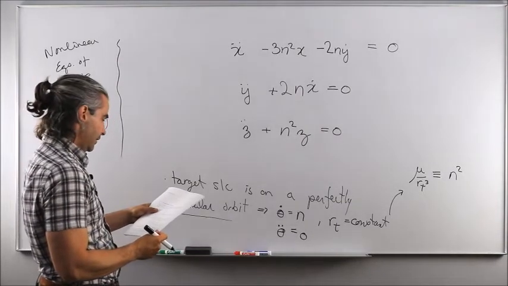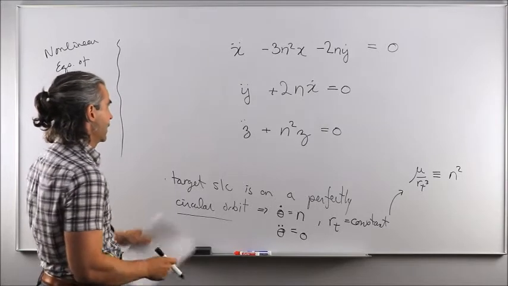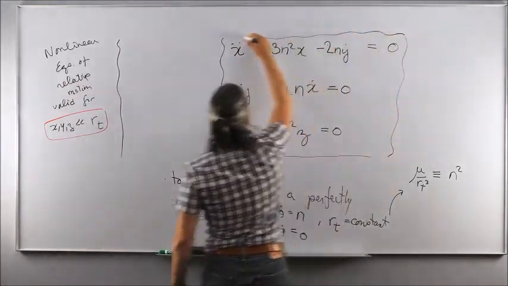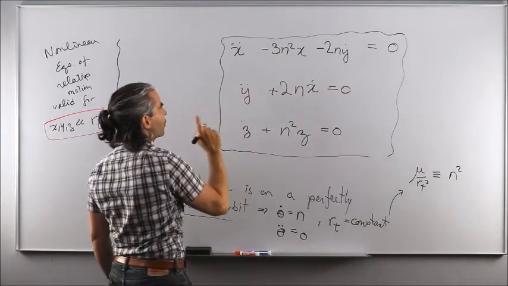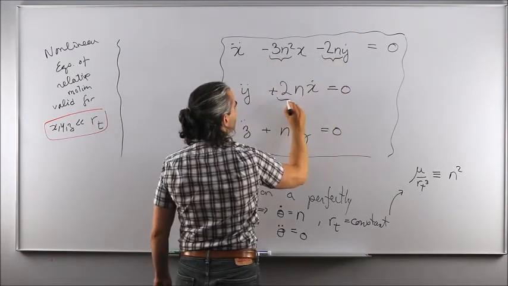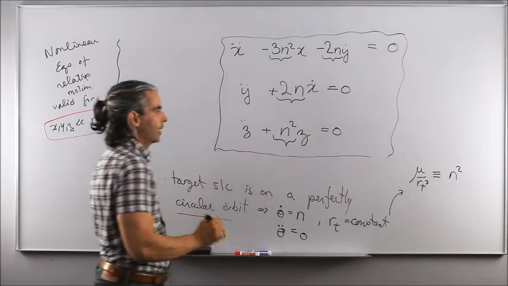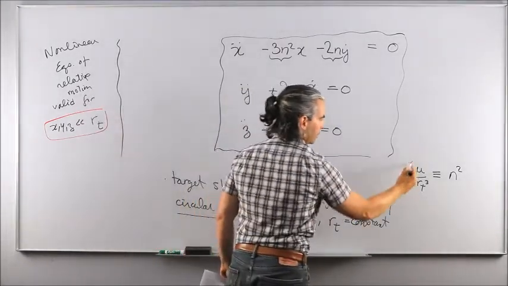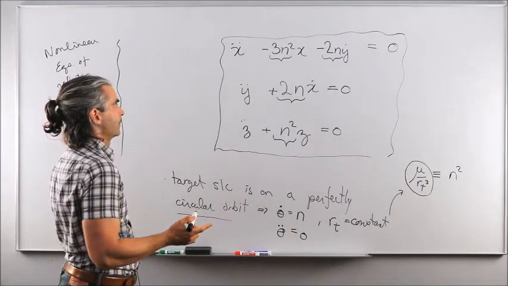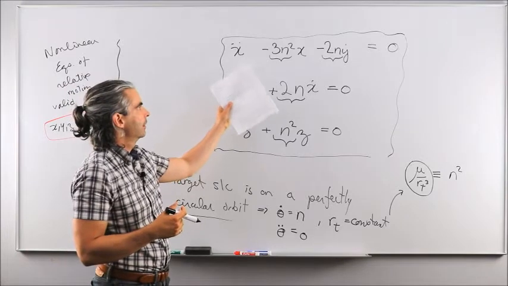Minus 3n squared x, minus 2n y dot plus 2n x dot plus n squared z. Yeah, that works out. And if you look at what we have here, we have 3 differential equations for which the coefficients of our variables are all constants, because n is a constant, equal to the square root of mu over a cubed. So that's a constant for sure, and that's all we have. So again, we have differential equations with constant coefficients multiplying the variables of interest.